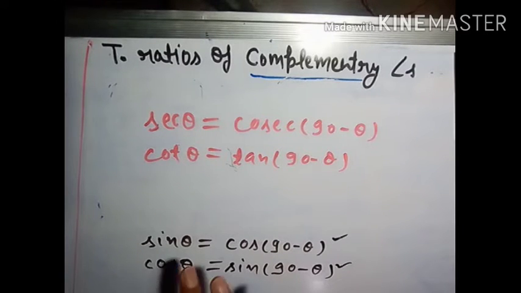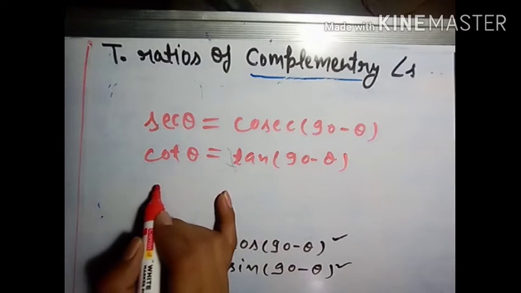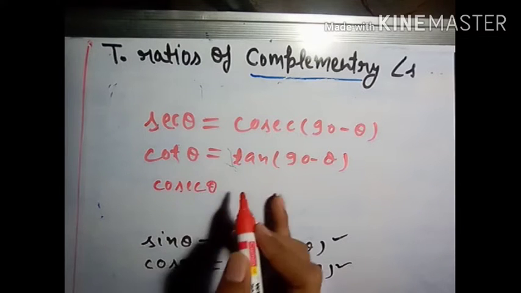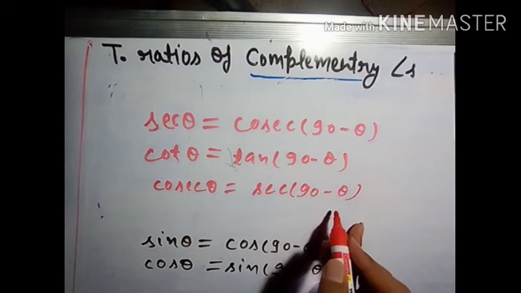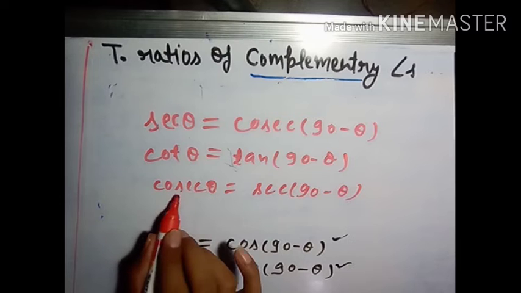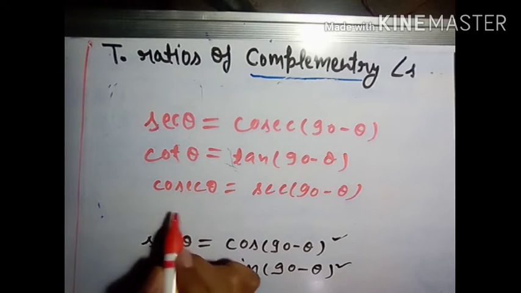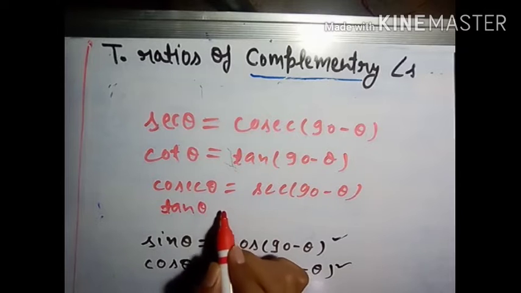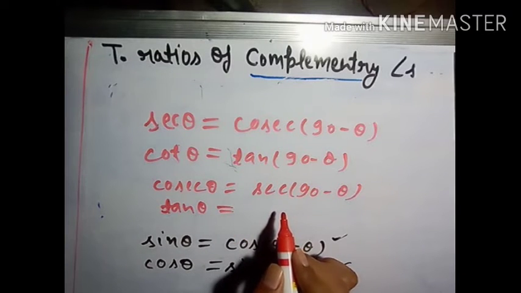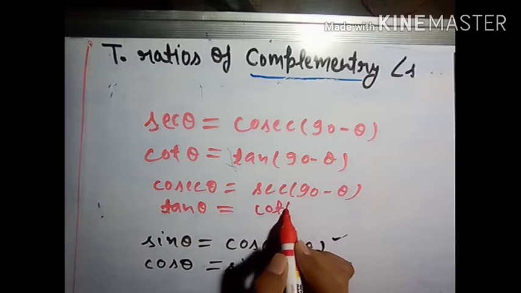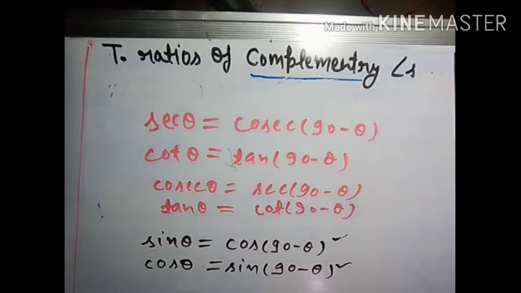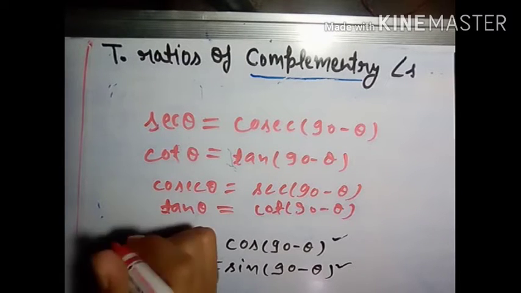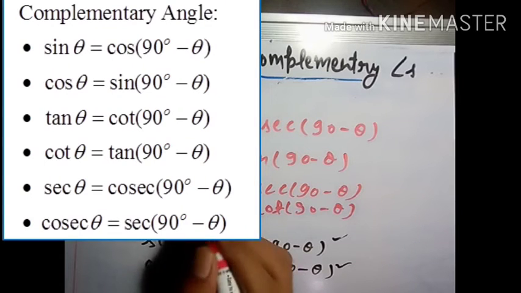Now after writing these four values, the left value is cosec theta, which you will write as sec 90 minus theta, okay. Now this seems quite easy. Then thereafter, tan theta will be equal to how much? Cot 90 minus theta. So from here I made a table, and that table you can see over the screen, and write the table.